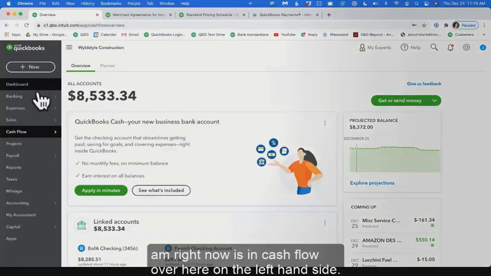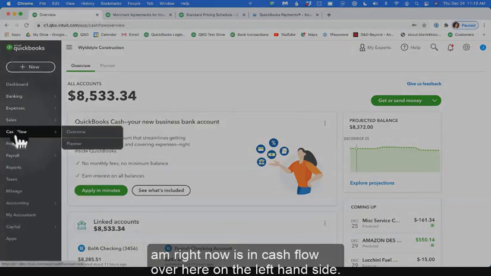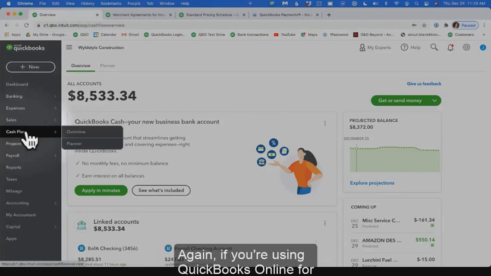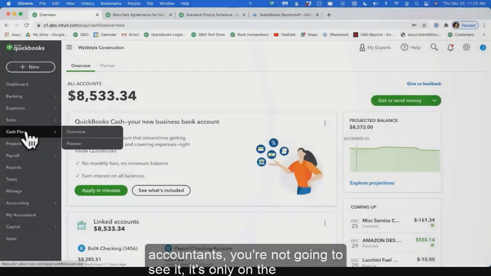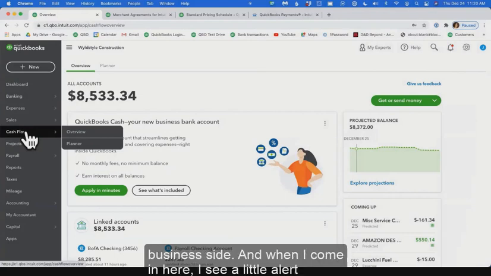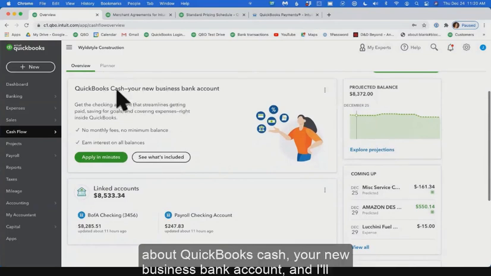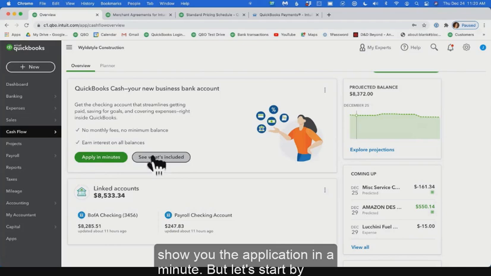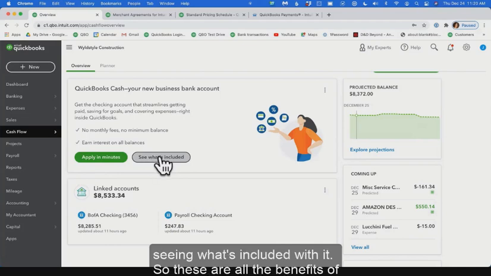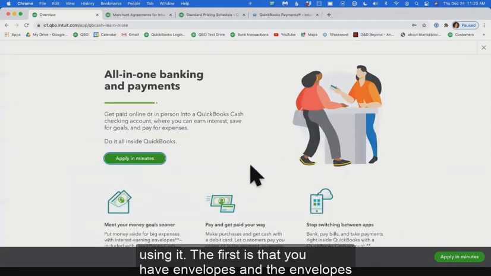So where I am right now is in cash flow over here on the left-hand side. Again, if you're using QuickBooks Online for accountants, you're not going to see it. It's only on the business side. And when I come in here, I see a little alert about QuickBooks Cash, your new business bank account. And I'll show you the application in a minute, but let's start by seeing what's included with it. So these are all the benefits of using it.